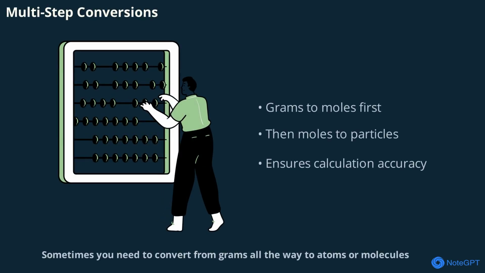Sometimes you need to convert from grams all the way to atoms or molecules. This requires a 2-step process. First, convert grams to moles using the molar mass, then convert moles to particles using Avogadro's number. This approach is essential for complex chemical calculations and ensures accuracy in your results.